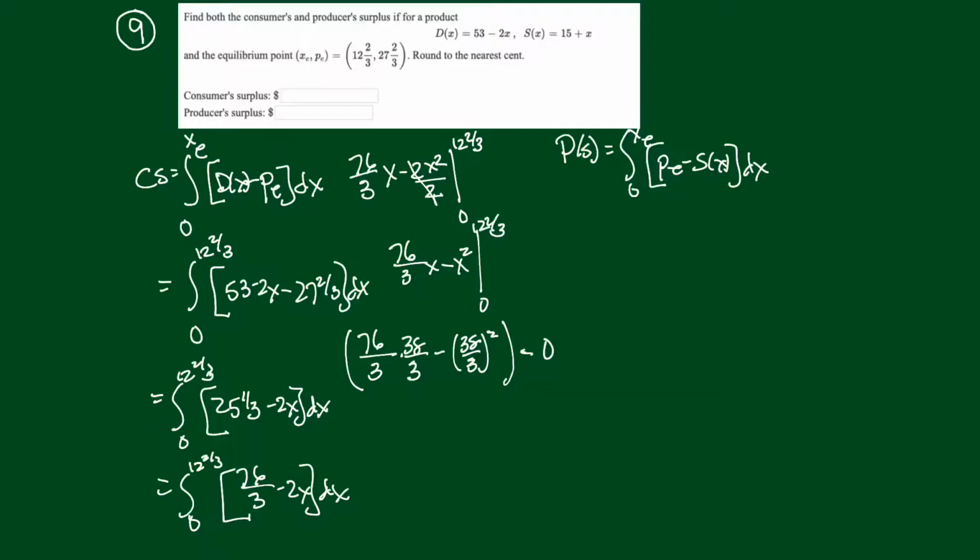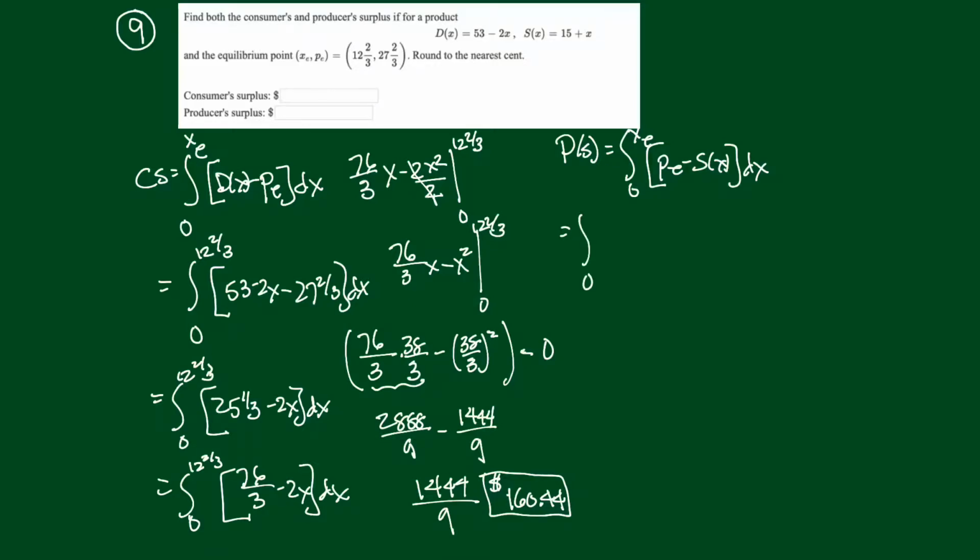Now, if I take care of this one on my calculator, I'm getting 2888 over 9 minus 144 over 9. How convenient. And that just happens to be 1444 over 9. And that comes out to be 160.44, and the 4's keep going, but we want it to the nearest cent. So if I round it off, I'm right there at $160.44.